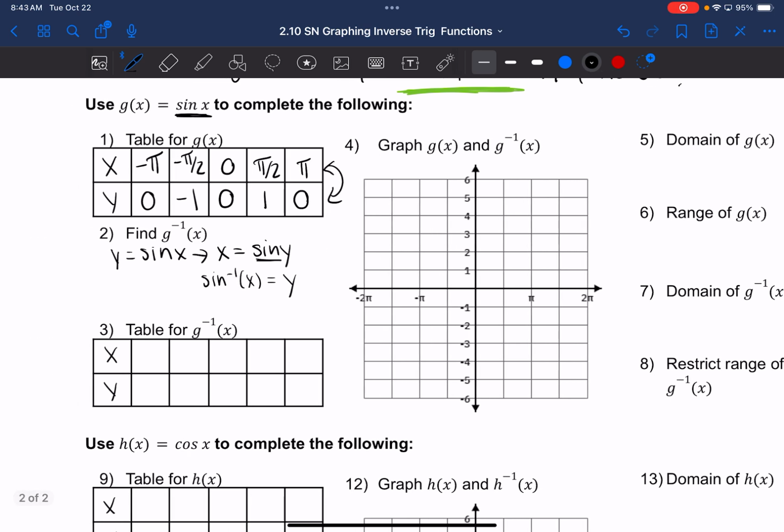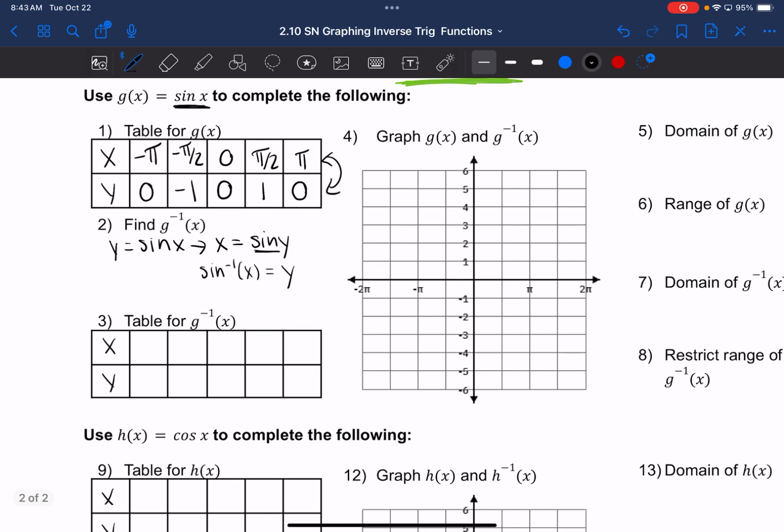Okay, so there is no separate page. This is the assignment. This is it. So you've got the rest of the period to fill this in. Okay?